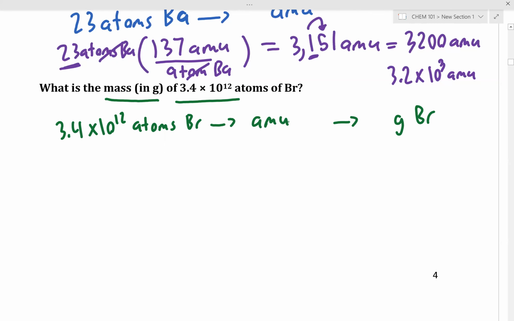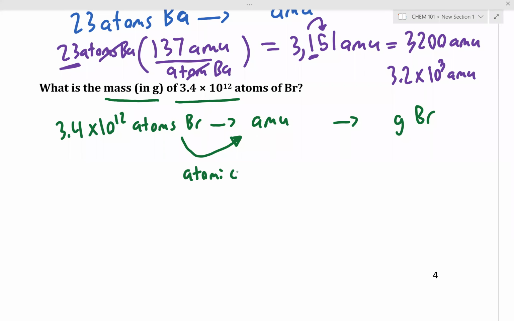Now, for those wondering, why are we going through AMU? If we want to go from atoms to a unit of mass, what conversion factor do we currently have access to? What conversion factor have we been using throughout this section? The periodic table, which gives us, what do we call that? Atomic mass, exactly. So the atomic mass is our vehicle to go from atoms of bromine to the mass of bromine in AMU.